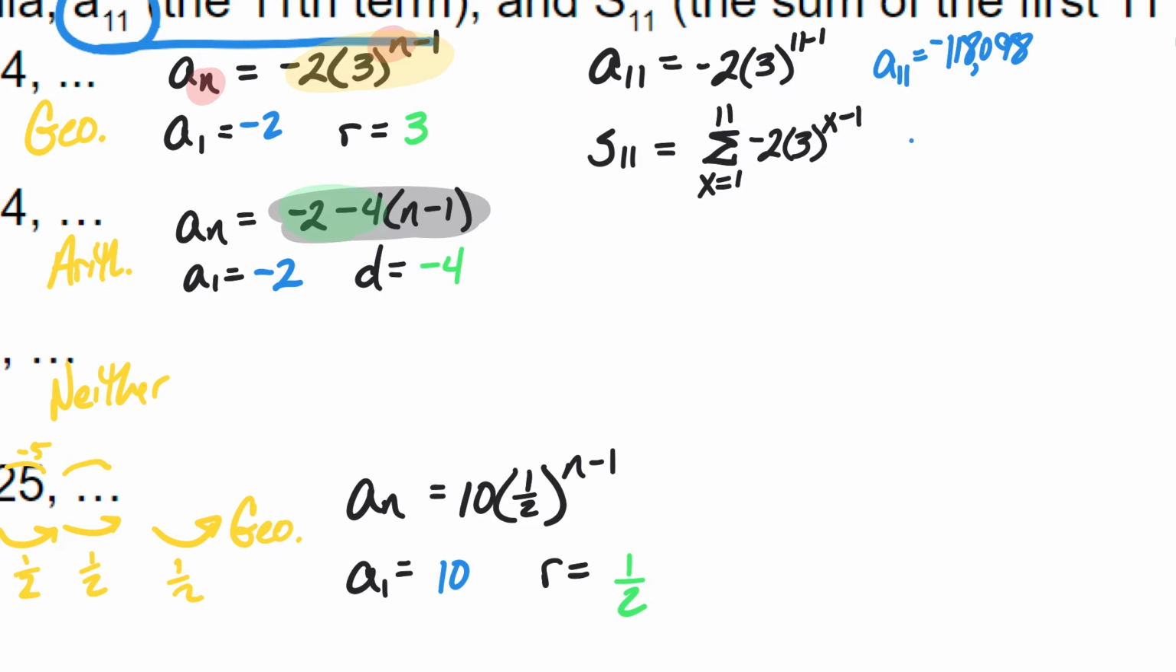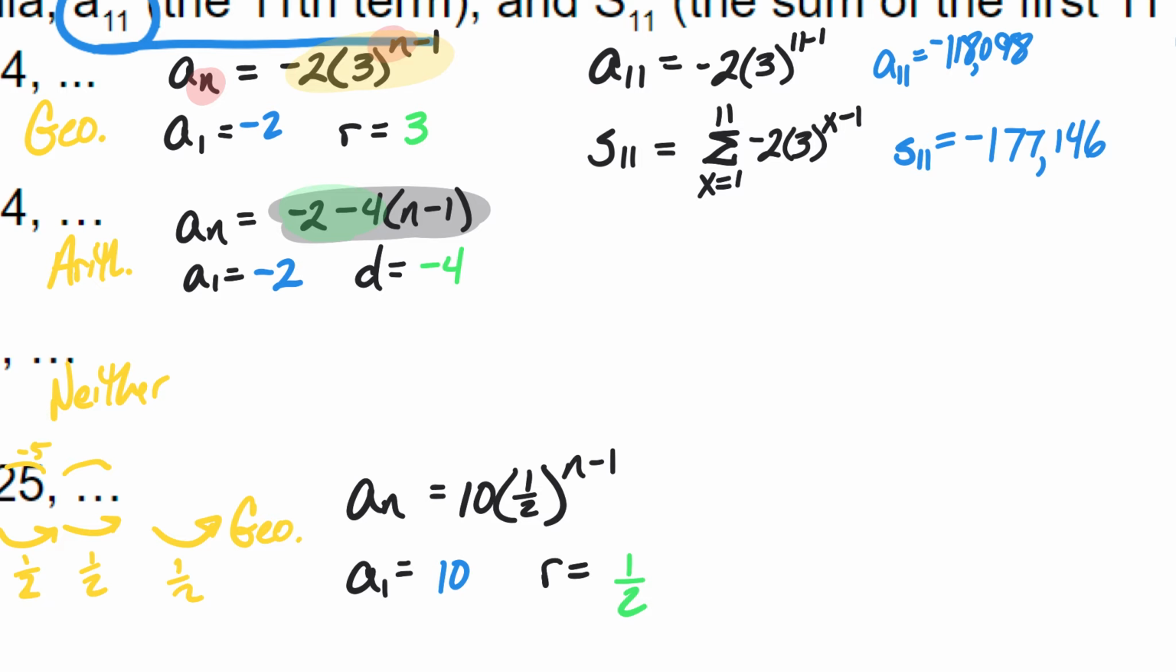And coming out from the sequence of the same value is going to be -177,146.